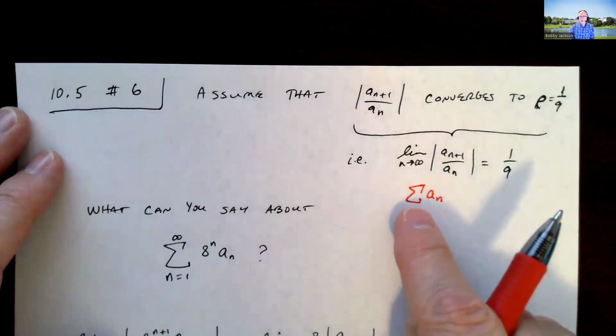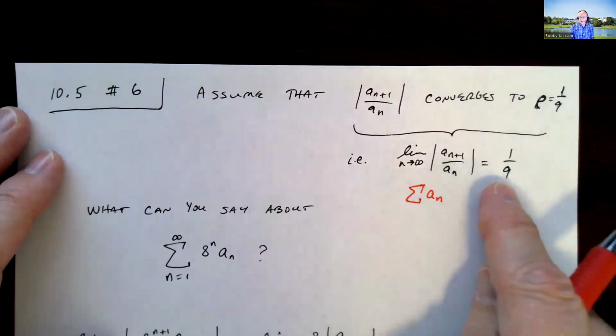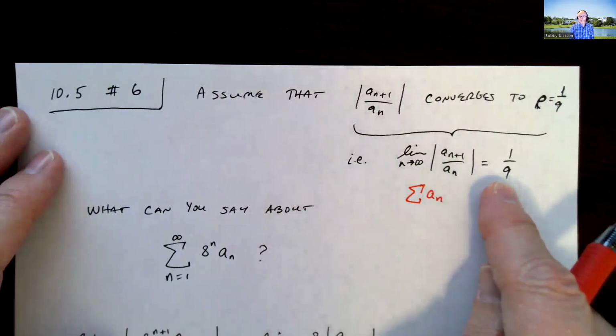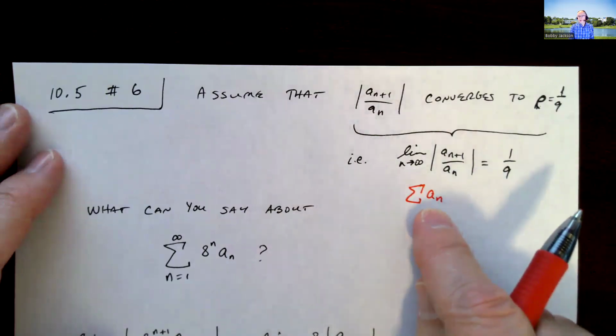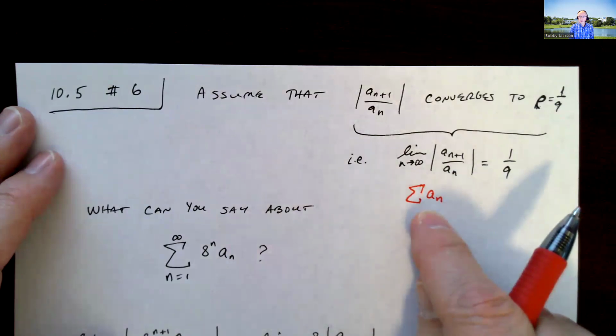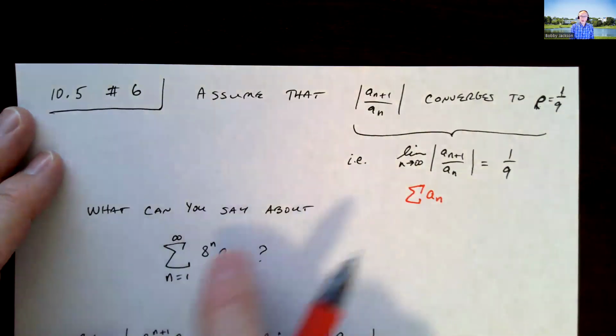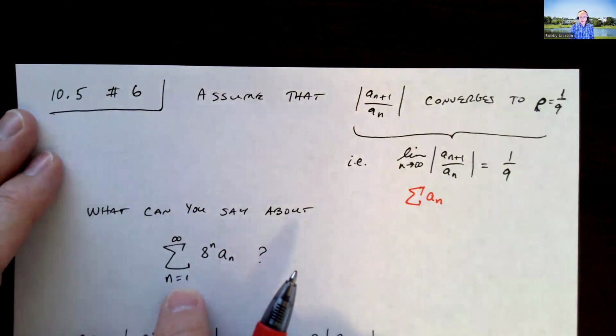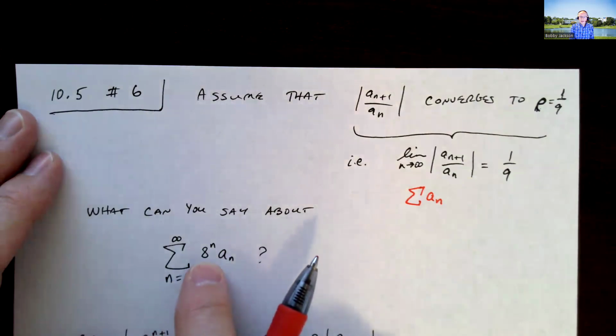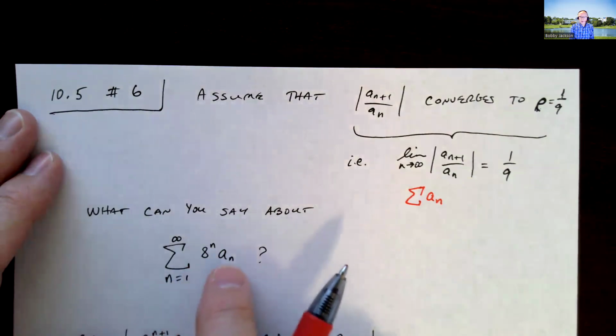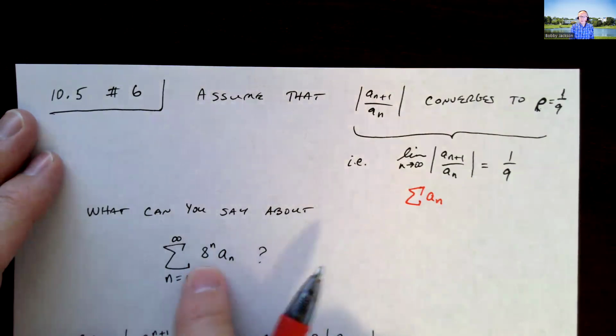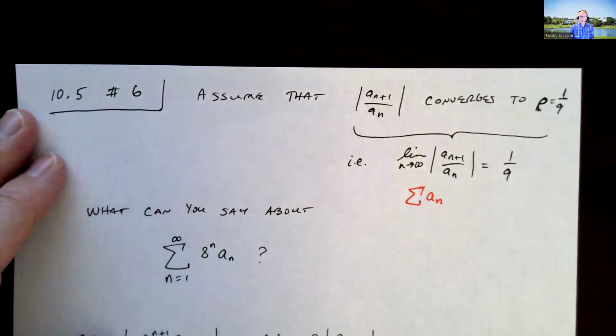So since this limit is 1/9, that's what we're told, this series is absolutely convergent, and therefore is convergent. So the question is, what can you say about this series, which is n equal 1 to infinity of 8 to the n power times a sub n? Your problem might vary from this, and so your answer might vary based on that.